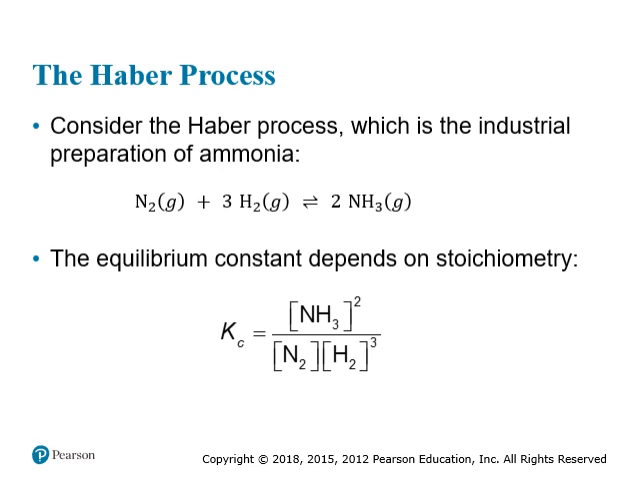It is represented by a capital K, a capital K sub C. So the equilibrium constant, not to be confused with the rate constant, which is a lowercase k, is going to be equal to the ratio of our products to our reactants, stoichiometrically weighed as coefficients.